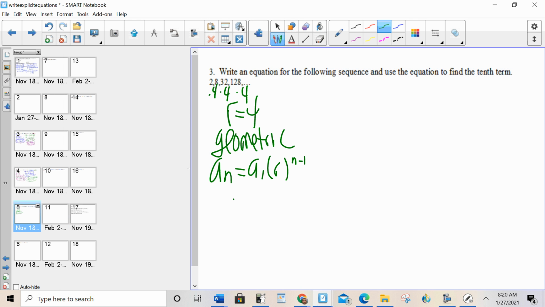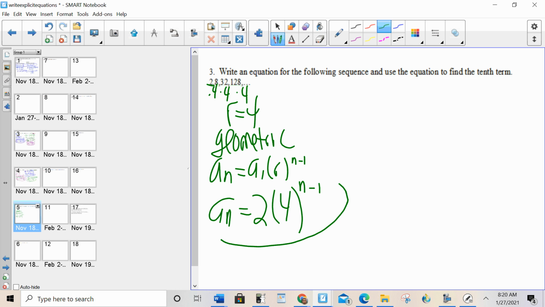So, an equals a1, the first term is 2, r is 4 because that's what I'm multiplying by, and then n minus 1, just like the other formula, stays as n minus 1. Now, unlike the other formula, I'm done. If it's geometric, I can't do anything. I can't multiply the 2 and the 4 because the 4 is attached to the n minus 1. So there's absolutely zero algebra that you need to do for the geometric formula.